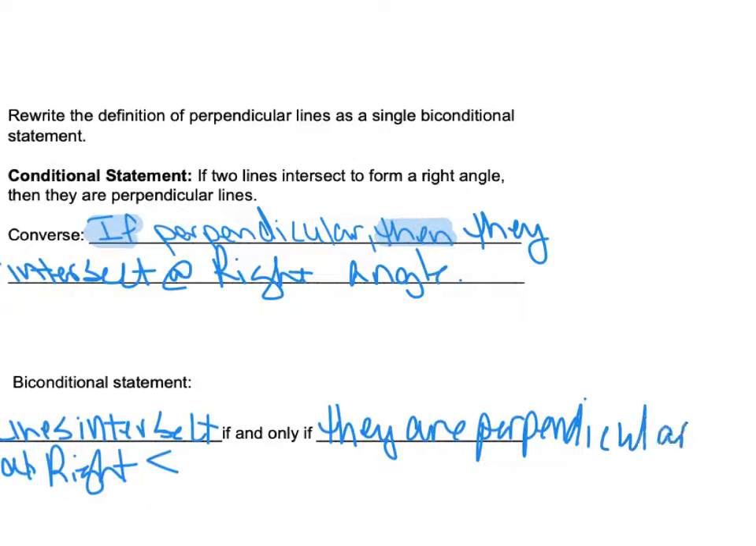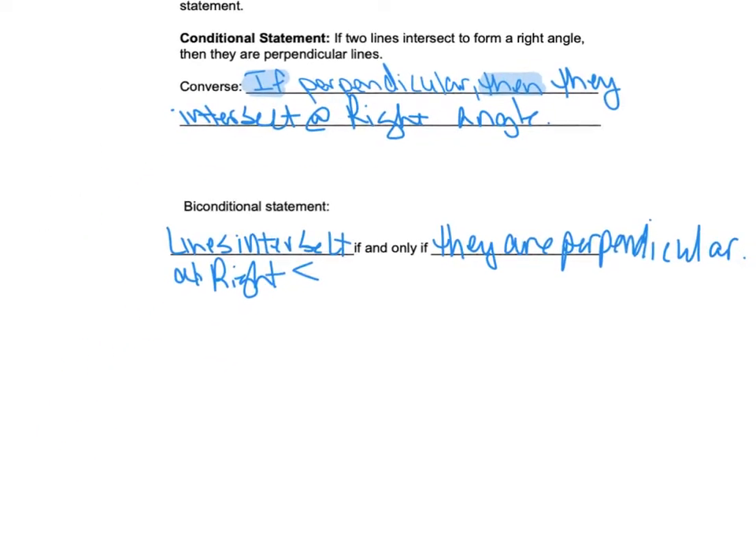Okay. We also could have written this biconditional statement as: lines are perpendicular if and only if they intersect at a right angle. I'm going to use that abbreviation for perpendicular.